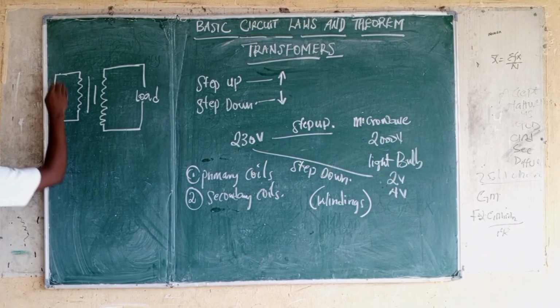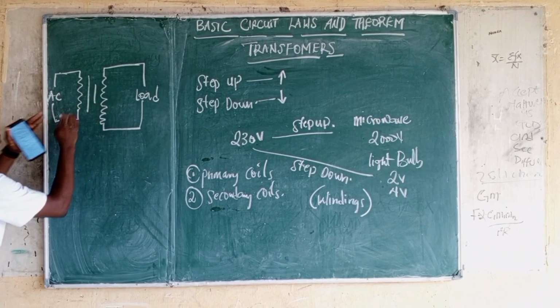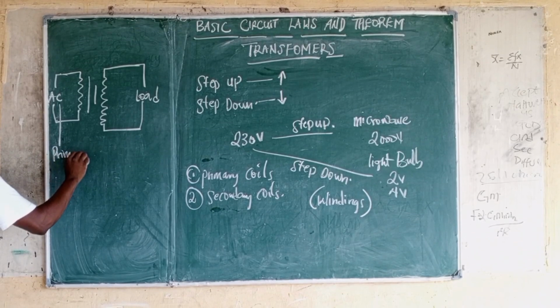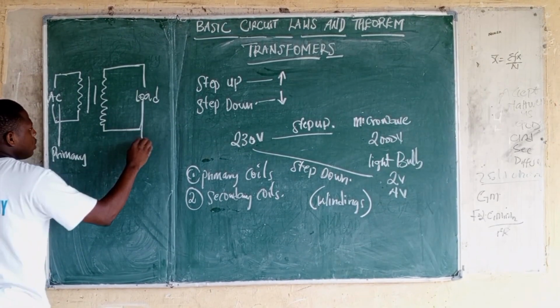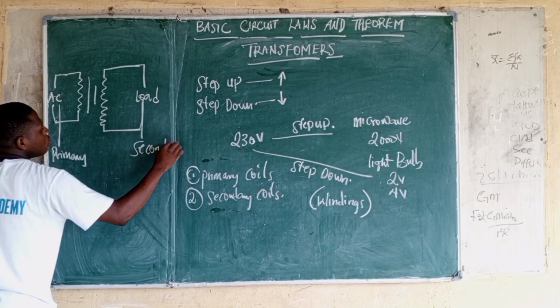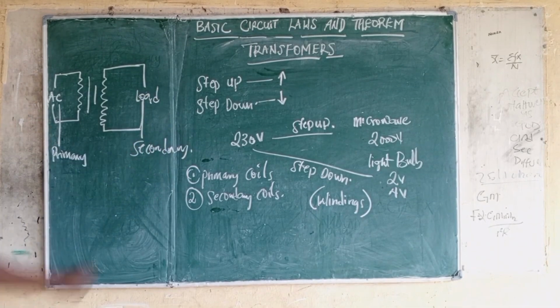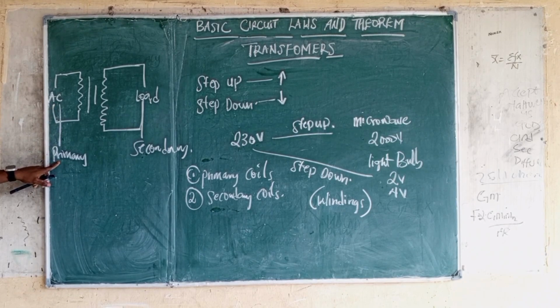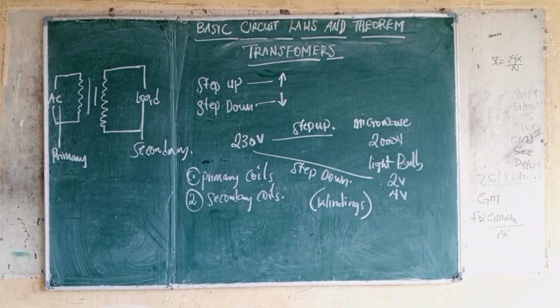So how do you identify the primary and secondary? Now the primary side of your transformer is this side. So this is your primary, and this is your secondary. Why is this your secondary? Because it is connected to the load. That is why it is the secondary. And this side is connected to your AC source, which is your primary.